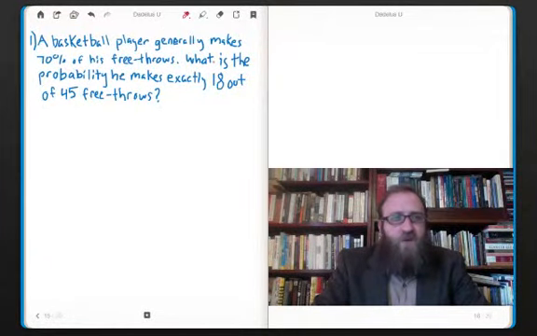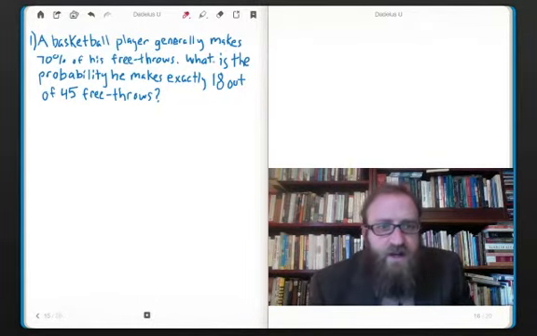Today we're going to take a look at probability. So let's get started. I've already got the question up here on the big board. A basketball player generally makes 70% of his free throws. What is the probability that he makes exactly 18 out of 45 free throws?